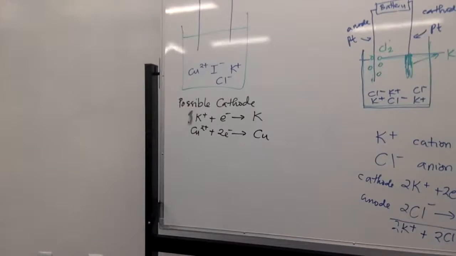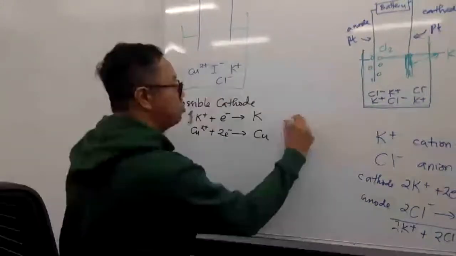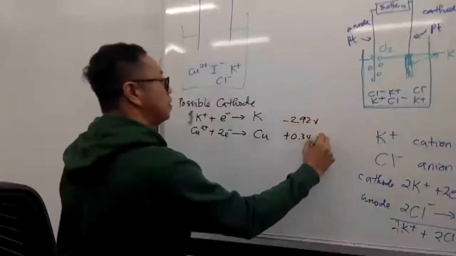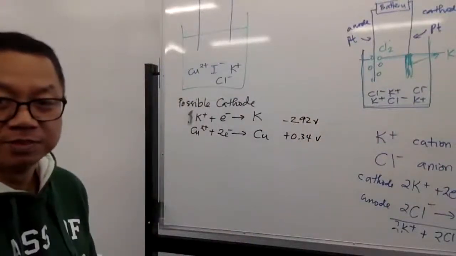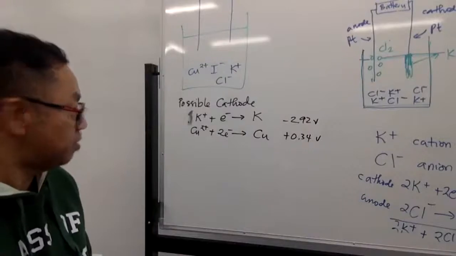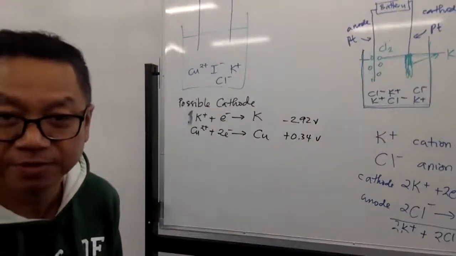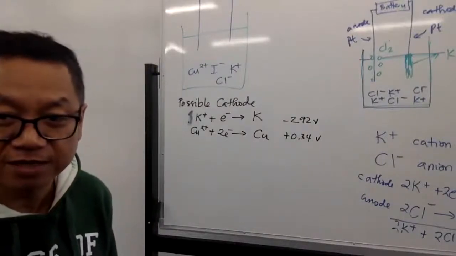Then we'll look into the redox potential table and check it out. Copper will be 0.34, so this is positive 0.34, and this is negative 2.92. So which one will react now, the potassium ion or the copper 2 plus? Which one will happen, based on their E value?